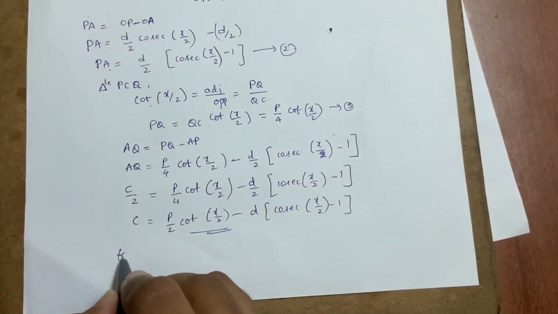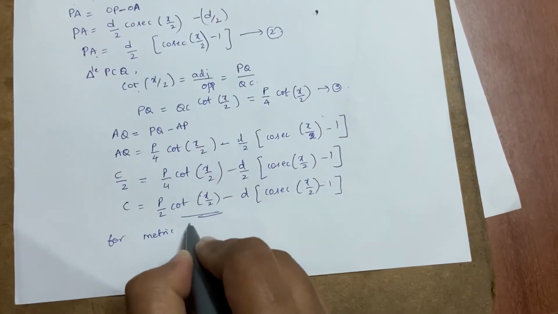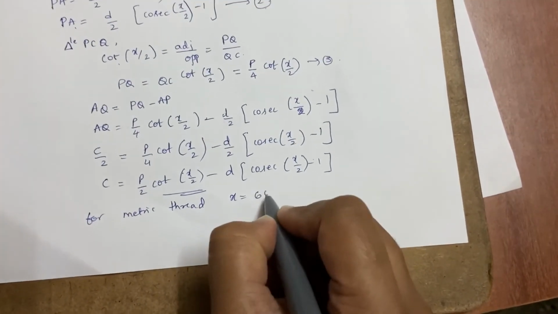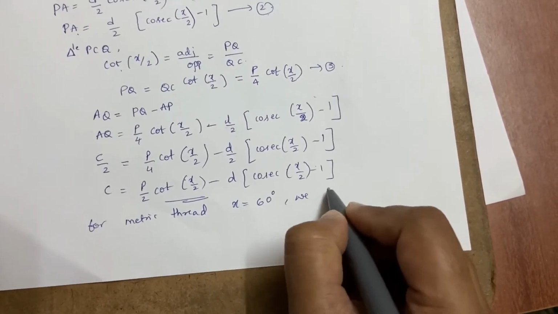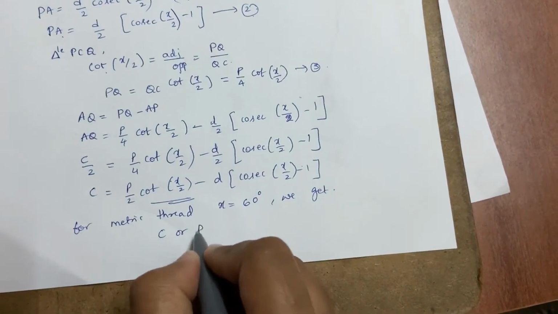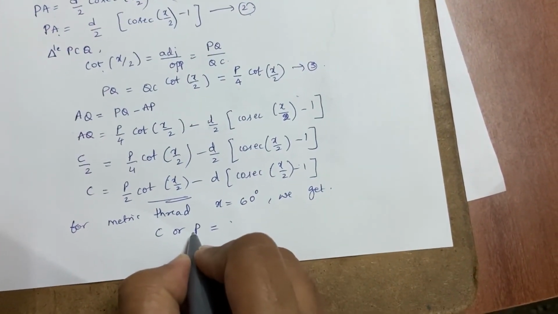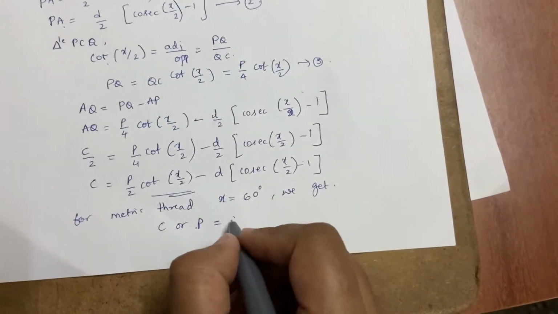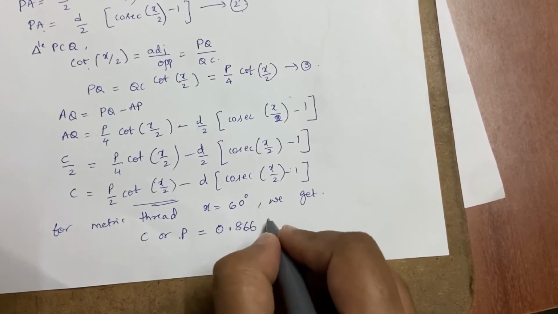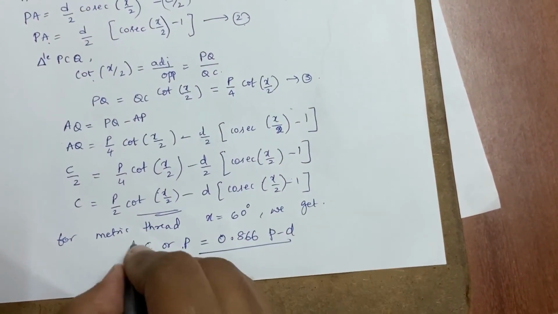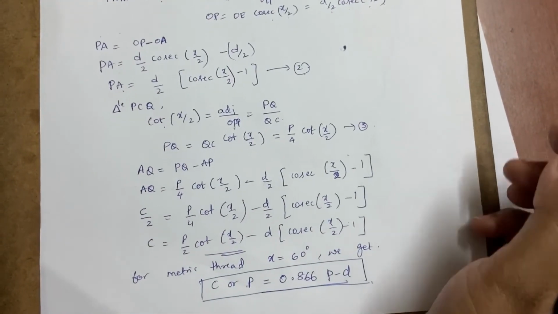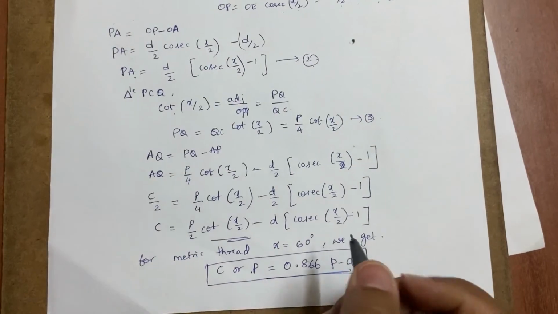Now for a metric thread, you know that the angle of the thread x is equal to 60 degrees. When we substitute this, we get C, or capital P. Don't confuse this with the pitch: capital P is the constant, and the pitch is small p. So we get 0.866 p minus D. This is the expression for the effective diameter in the two-wire method.